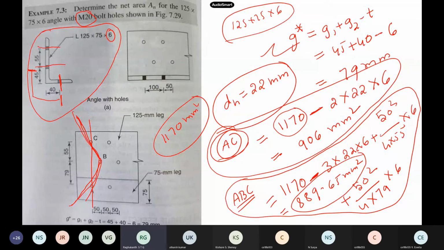So this is how you can calculate for an angle section. If the angle section is connected on both sides, it is very straightforward. You just fold it into a plate. You find the new gauge distance by adding those two minus the thickness, and then you do the calculations as usual. There is no great difference between this and an ordinary flat plate.